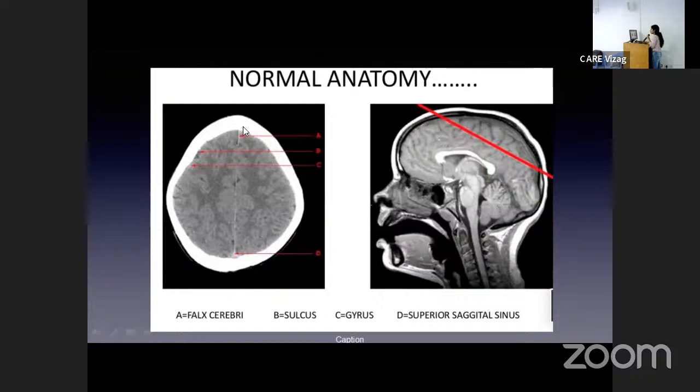What you're supposed to look for are the invaginations, or basically all these indentations or grooving in the cerebral cortex, which are nothing but the various sulci, and the projections which you get over the cerebral cortex are nothing but the gyri. Here is our falx cerebri, and this is our superior sagittal sinus.